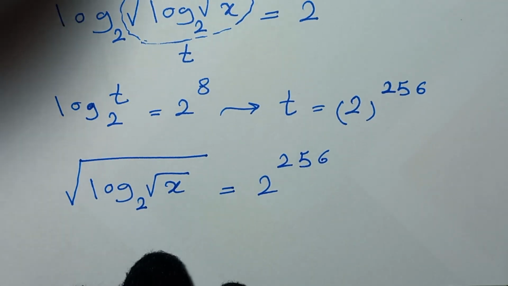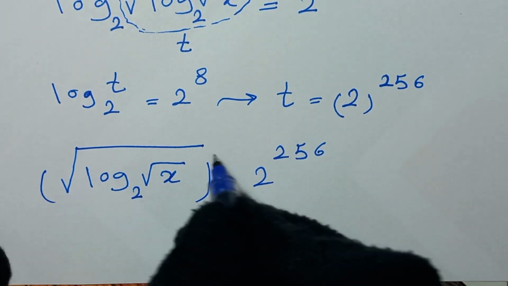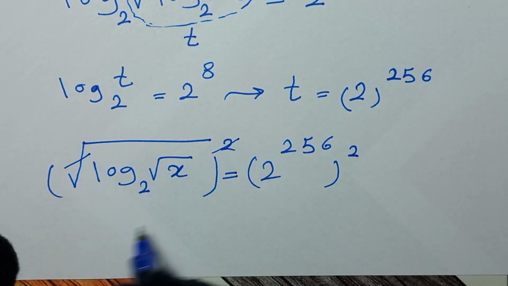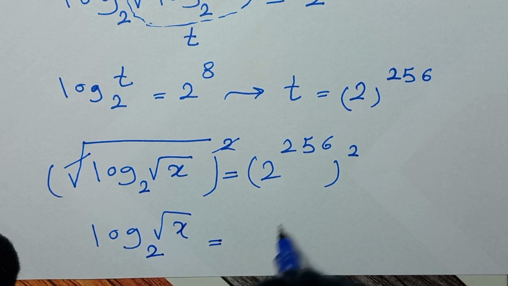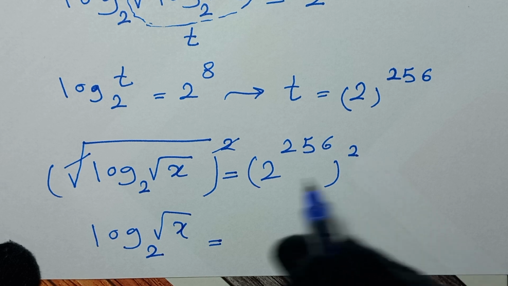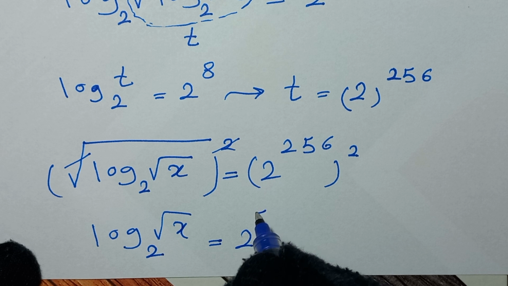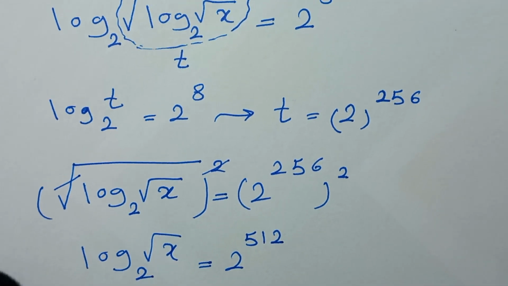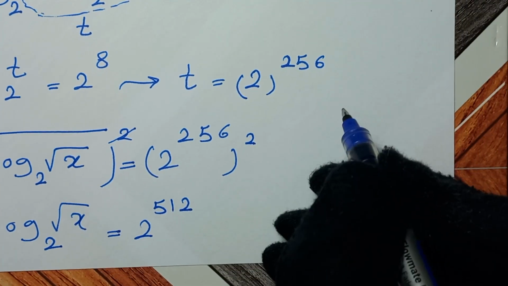And here we square both sides of the equation, this to the power of 2 and this to the power of 2. So the 2 cancels the square root, and log of square root of x to base 2 is equal to 2 to the power of 256 to the power of 2. It will be 2 to the power of 256 times 2, which is 512.